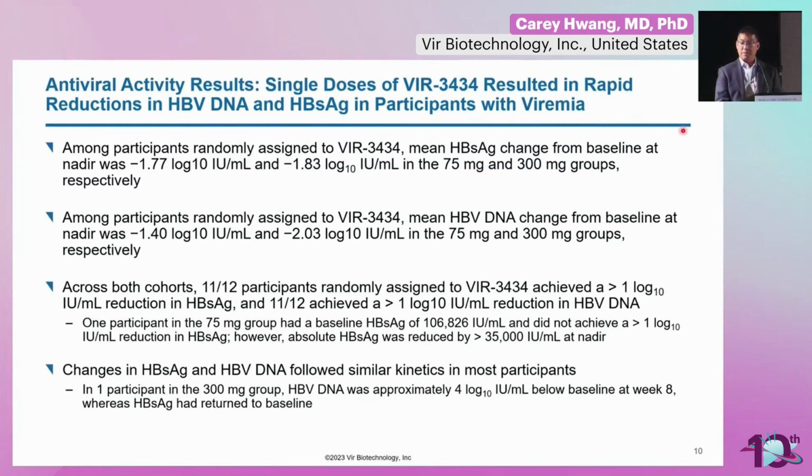In terms of HBV DNA changes from baseline, again, about 1.4 log decline and 2 log decline were observed in the 75 and 300 milligram doses, respectively. And across both cohorts, 11 out of 12 that were assigned to receive the antibody had greater than 1 log reduction in surface antigen, and 11 of 12 also had greater than 1 log reduction in HBV DNA.